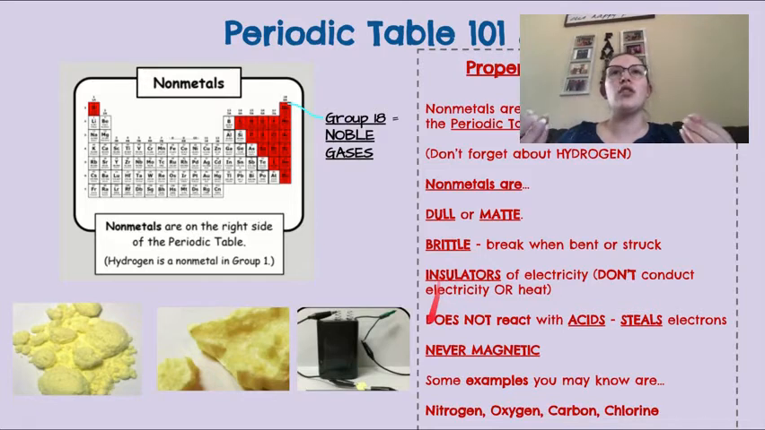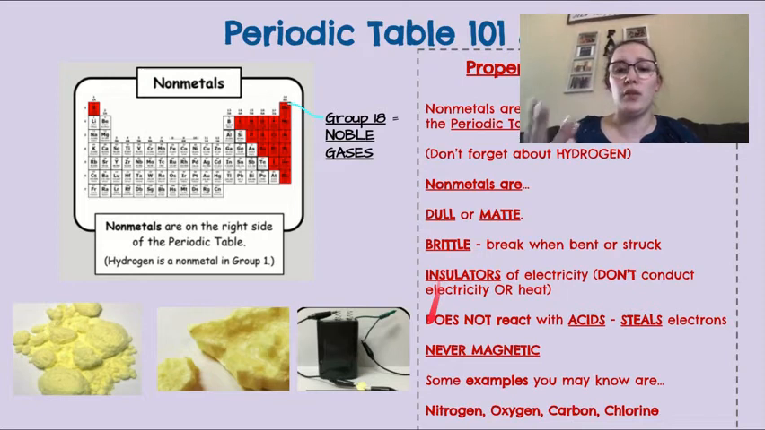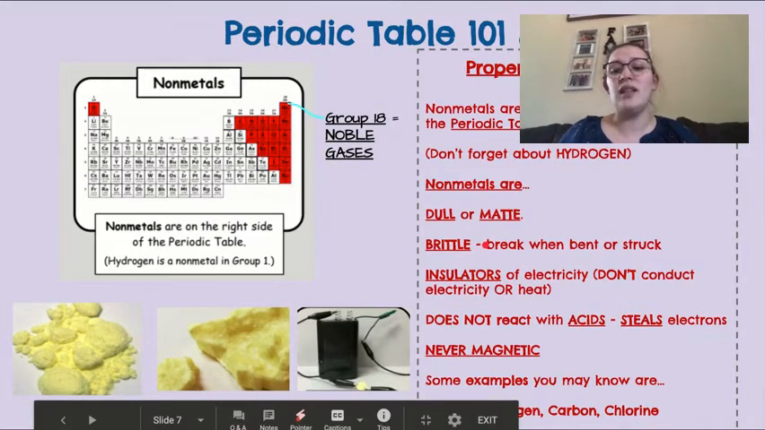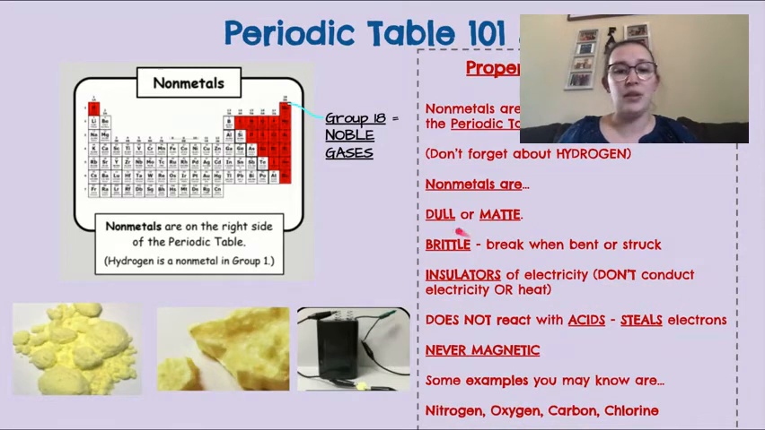Think of oxygen and carbon. We breathe in oxygen. That's not magnetic. So some examples are nitrogen, oxygen, carbon, and chlorine. So remember, the three I want you to focus on: dull or matte, they have no shine to them whatsoever. They are brittle, they are going to break, and they are insulators of electricity. They do not conduct electricity or heat. Nothing, absolutely nothing.